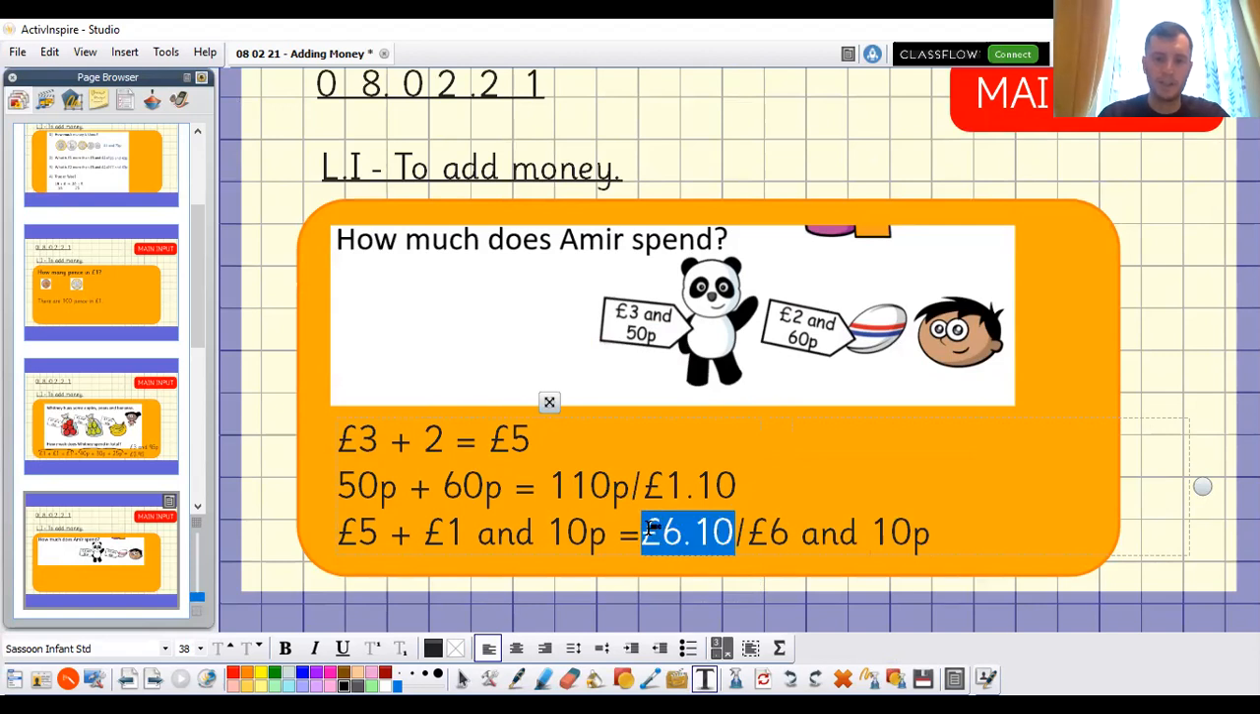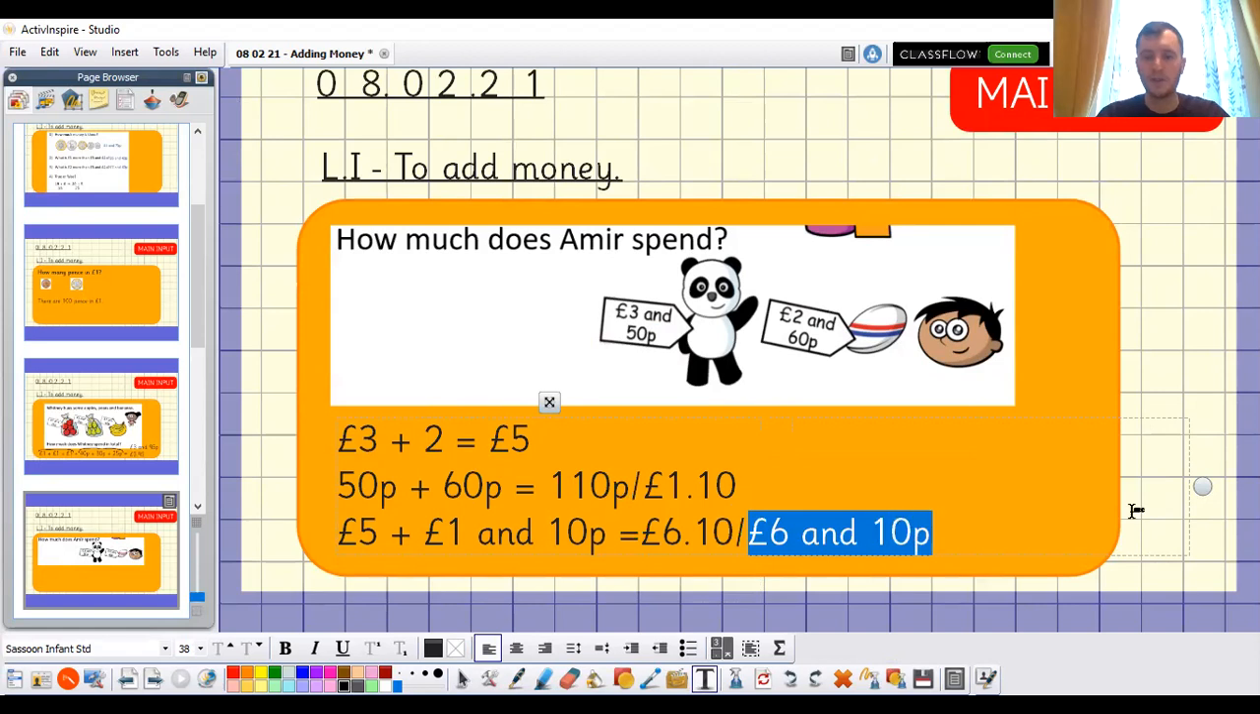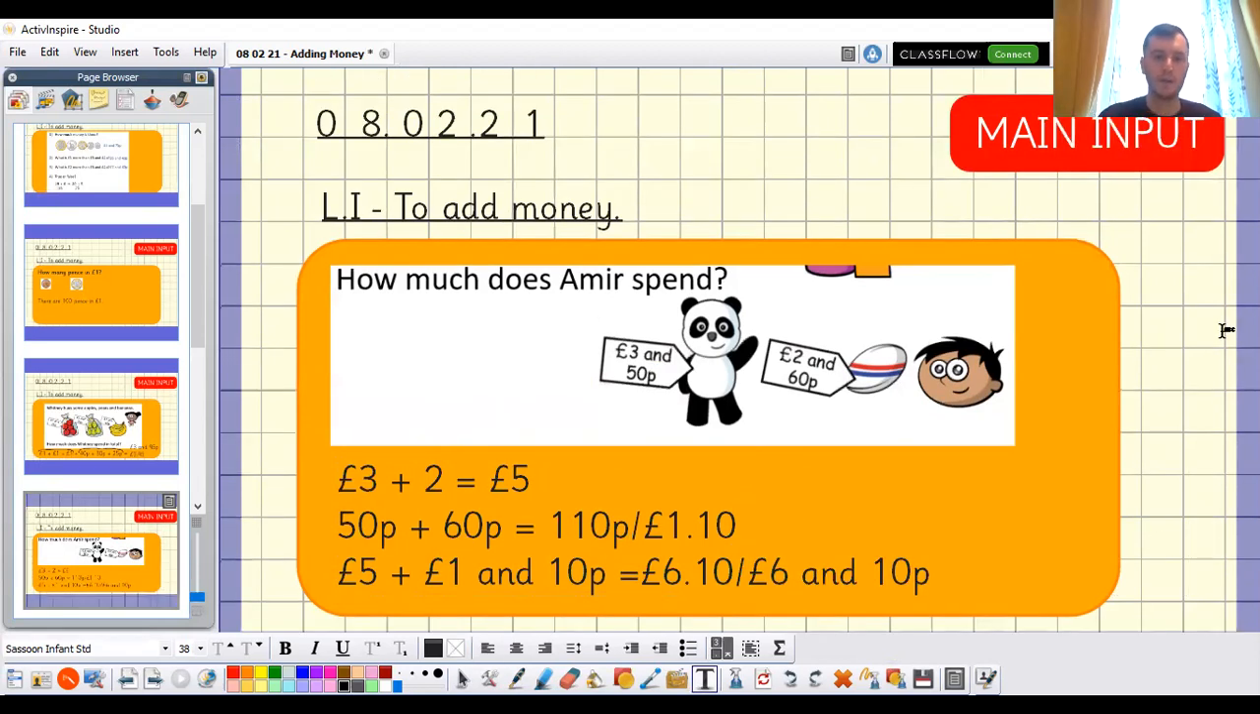You'd probably usually see it like this one, but it can also be shown like that one, which is why I've shown you in both ways. So again, I started with my pounds, I then moved on to my pence, but because it was greater than £1, I had to do a further step and add those together, treating it as pounds and pence separately again.